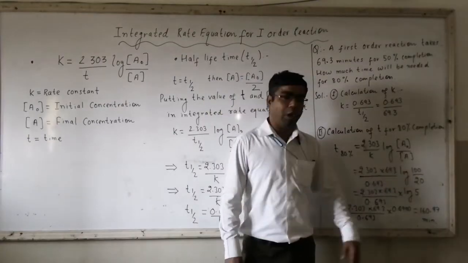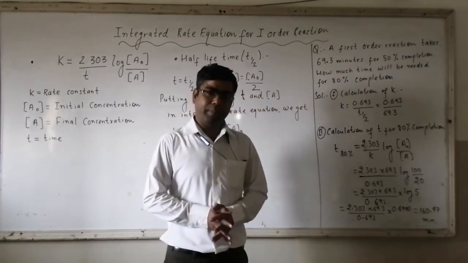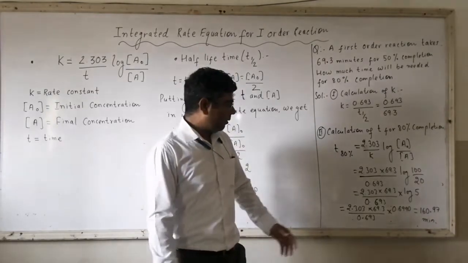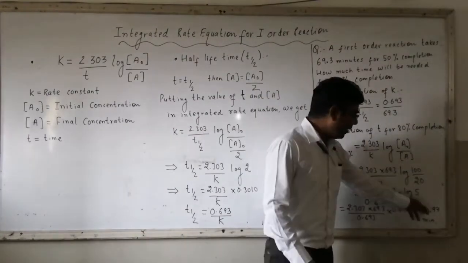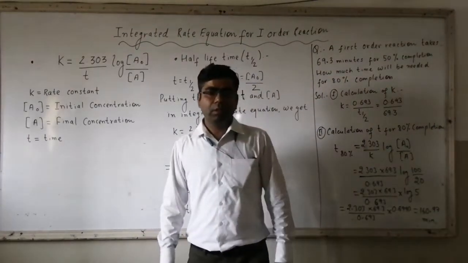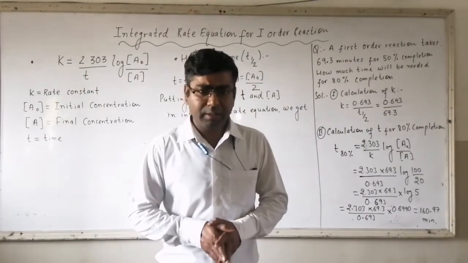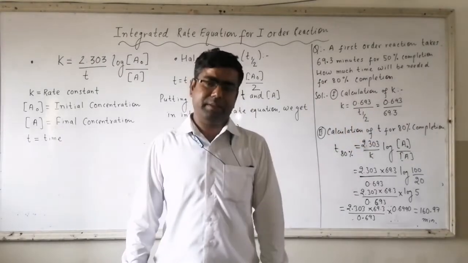100 by 20 gives you log 5. Value of log 5 is 0.6990. Value of log will be provided to you. So by multiplication and division, we will get 160.97 minutes. So for 80% completion of the reaction, time required will be 160.97 minutes.